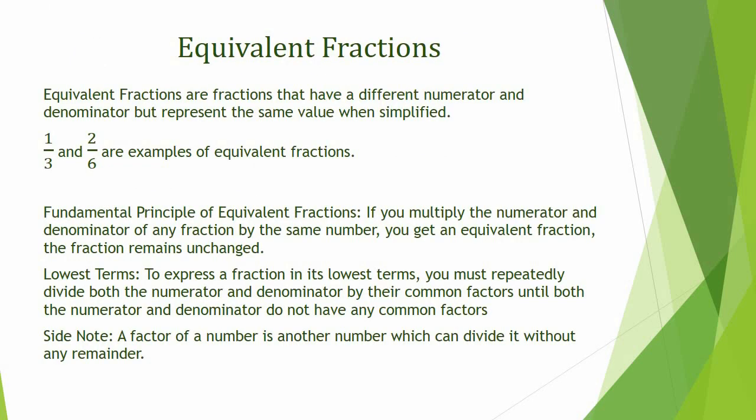Okay, so the next part is equivalent fractions. Now, equivalent fractions are fractions that have different numerators and denominators, but represent the same value when simplified. For example, 1 over 3 and 2 over 6 are examples of equivalent fractions, as we will see later in the course of our lessons. So we see that the fraction 1 over 3 has a different denominator and numerator from the fraction 2 over 6. But they are equivalent fractions and they represent the same value, right? Because when 2 over 6 is reduced to the lowest terms, we get 1 over 3. We will learn in the course of our lesson how to express fractions in their lowest terms.